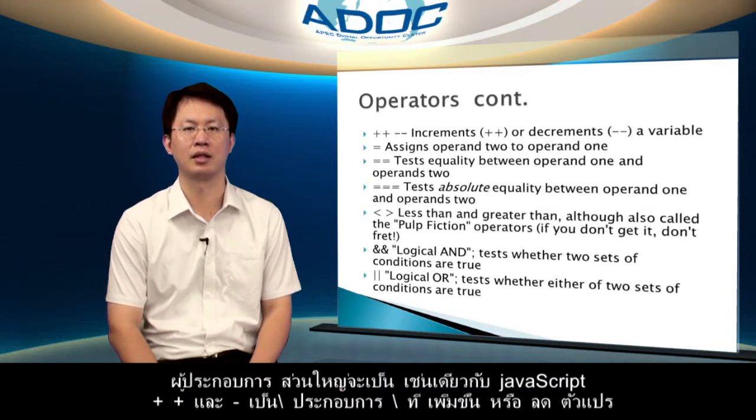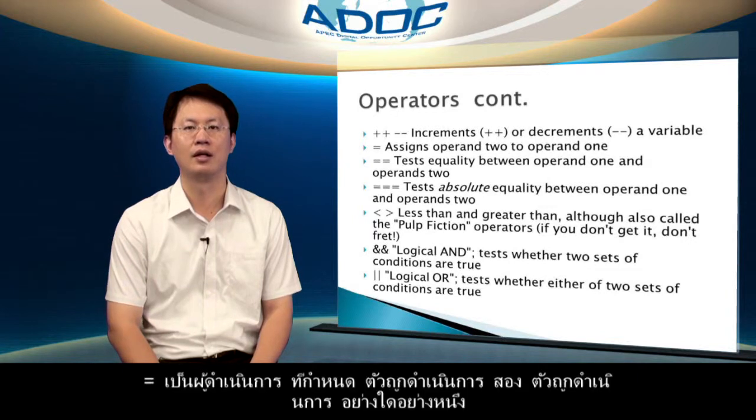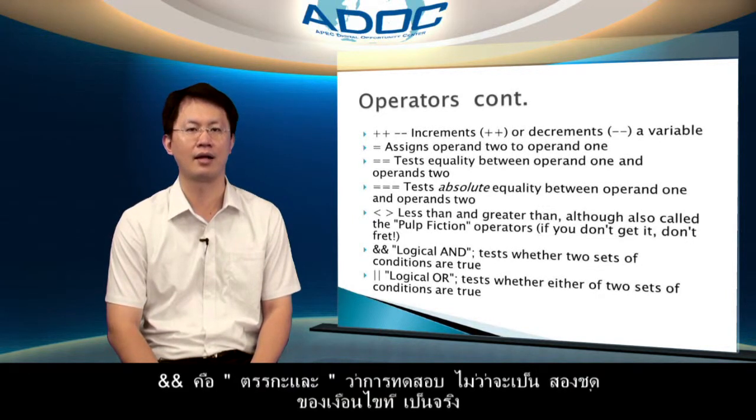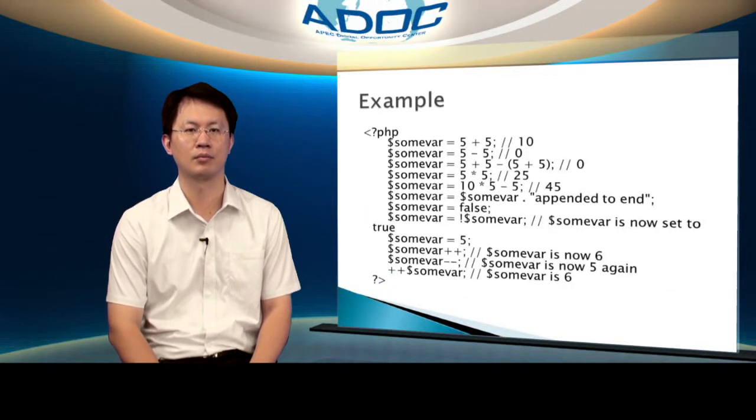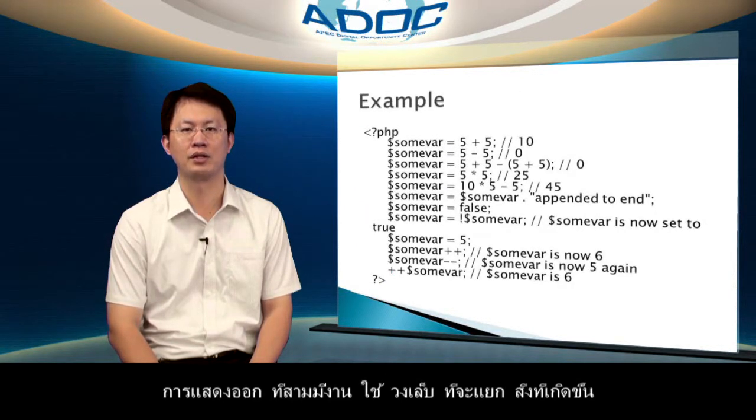Plus plus and minus minus are the operators that increment or decrement a value. And equals is the operator that assigns operand 2 to operand 1. And is logical and, that tests whether 2 sets of conditions are true. The third is expressions, they use brackets to separate what is going on.